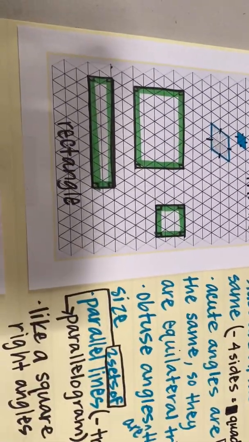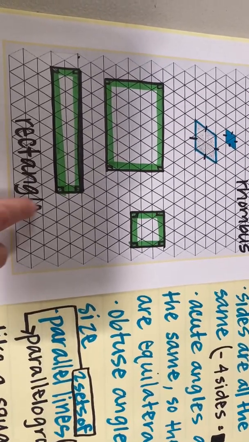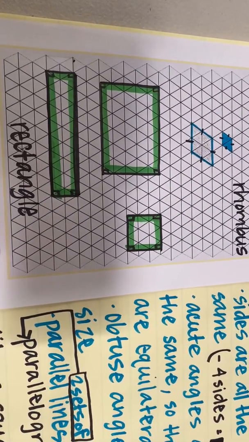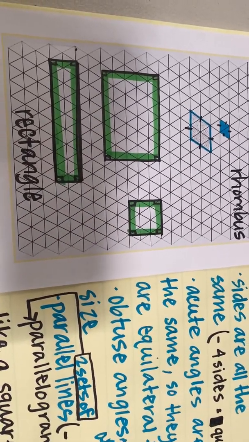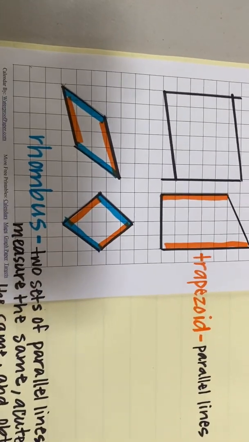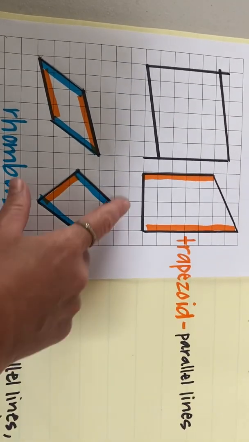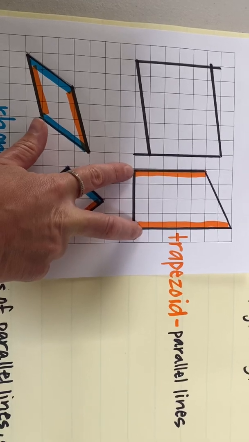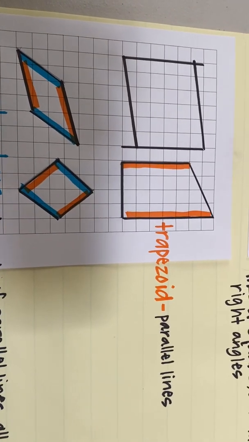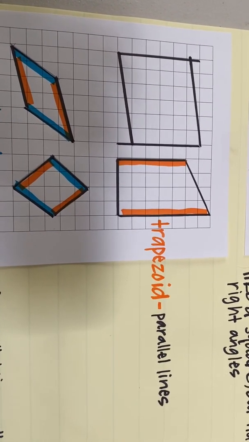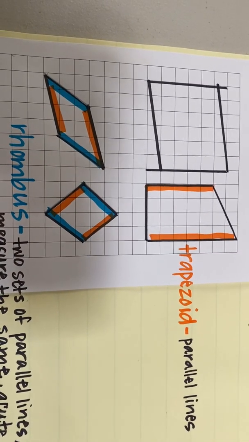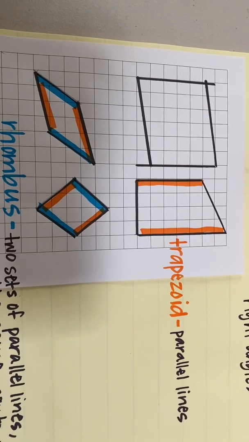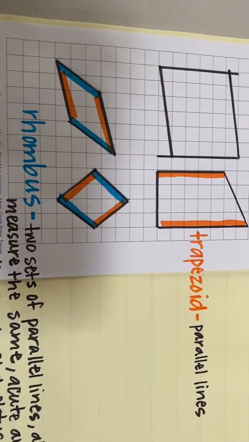I can make rectangles on my triangular grid, making sure that I have my 90-degree angles. Remember, a square is a special rectangle. I can do the same on a square grid. So a trapezoid, remember, has at least 1 set of parallel lines. Here's my rhombus again. You notice that I do not have a rectangle or a square on here, but I could do the same with that as well.